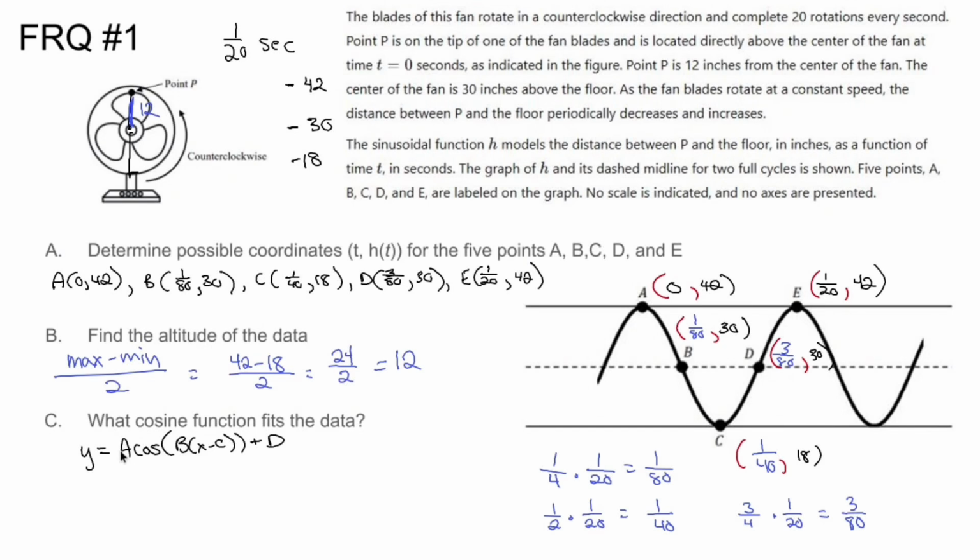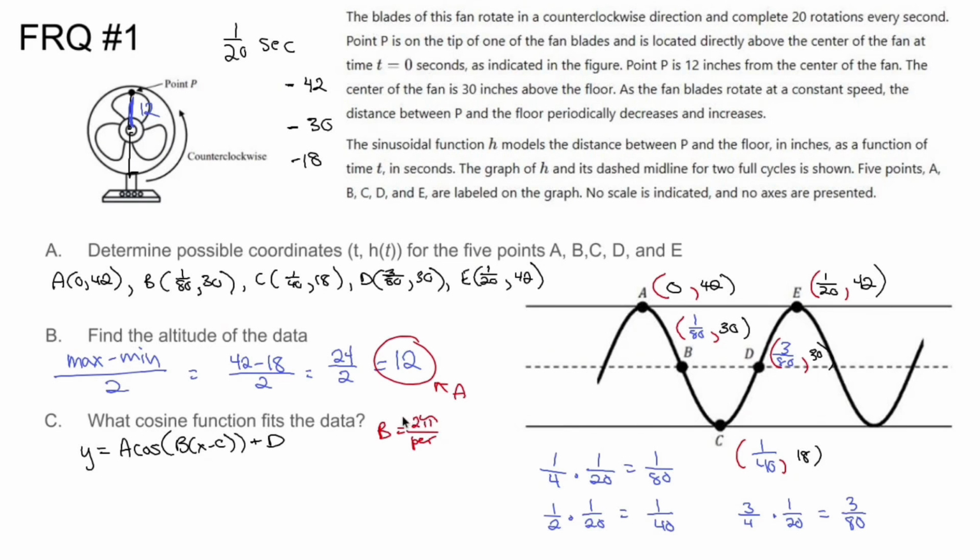A is for amplitude. B is going to be 2 pi over the period. C is a vertical translation, which I'm not going to worry about. And D is the midline. Now we know what the amplitude is. It's 12. So that's my amplitude. B is going to be the hard part. Now B, again, is 2 pi over the period.